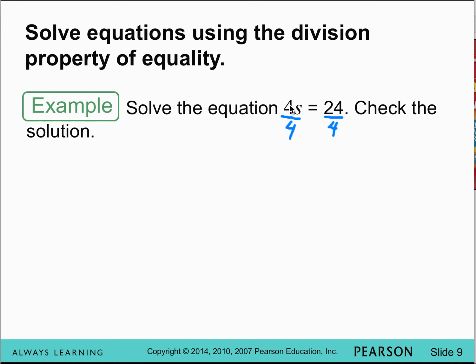Now, that means over here I have 4 divided by 4. Anything that's the same in numerator and denominator can cancel out, right? And that just leaves 1s. And then on the other side, 24 divided by 4 leaves 6. Once you get one variable equals a number, you've solved it.